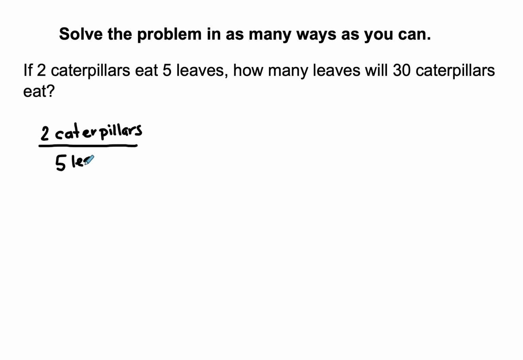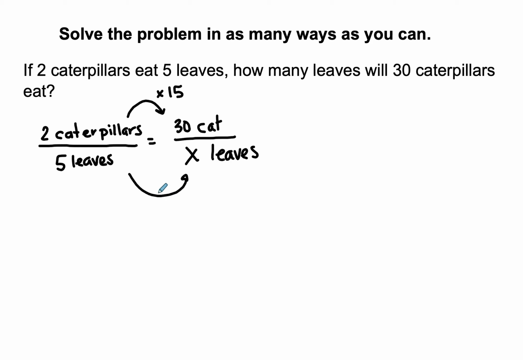And 5 leaves. And we want to know for 30 caterpillars how many leaves. Okay, so let's see. I've set up my proportion. I do see a multiplication pattern, which would be times 15. 2 times 15 is 30. So I can do 5 times 15, which I know is 75. If you don't know that, then you could always do the work off to the side.